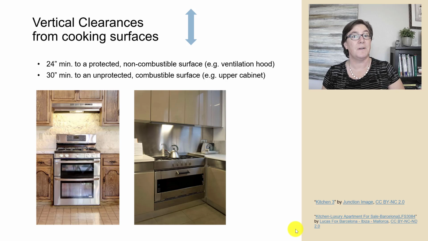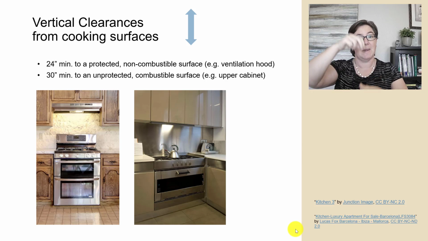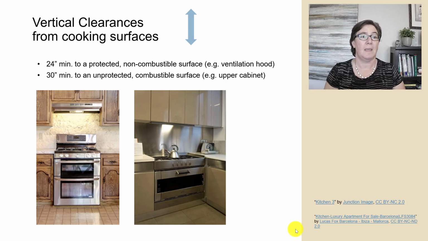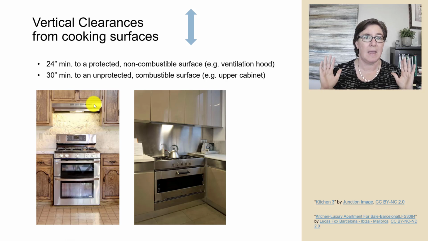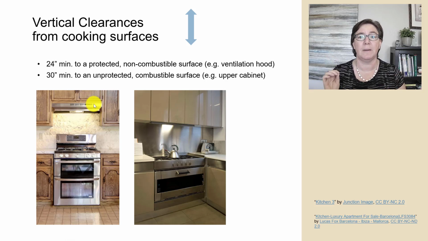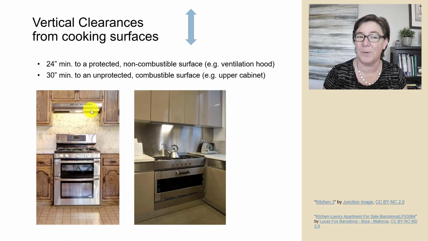Let's move on to vertical clearances. Now we're talking the up and down direction. And it's recommended to provide at least 24 inches above your range to any protected non-combustible surface. And the most common example here is a ventilation hood. And so we can see that in this example here, we've got at least 24.